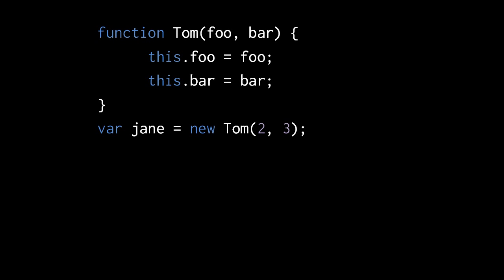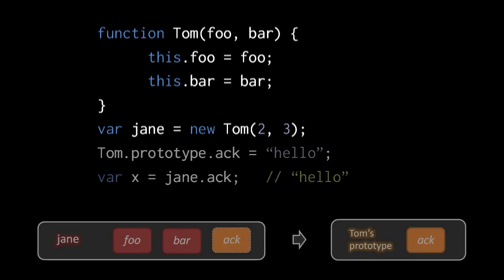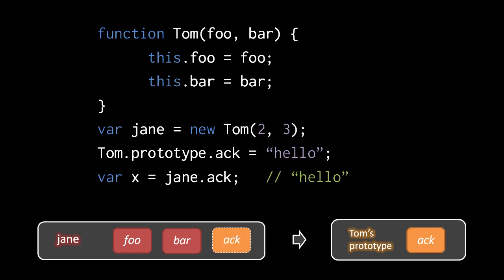The object then gets assigned two properties, foo and bar, and the newly created object is returned and assigned to the variable Jane. Now, it turns out that every function value has a property called prototype, an object which starts out empty when the function is created. When we invoke a function with the new operator, the newly created object gets linked to this prototype object. So here, if we create a property ack in the prototype object of tom, we can then access ack via the Jane object because the Jane object links to the prototype object of tom.